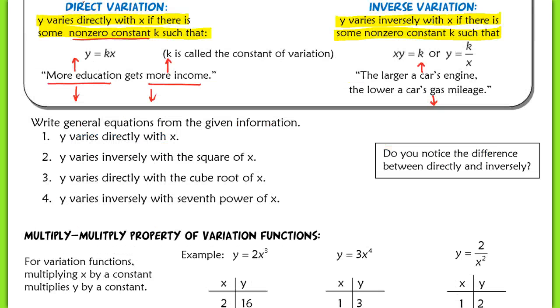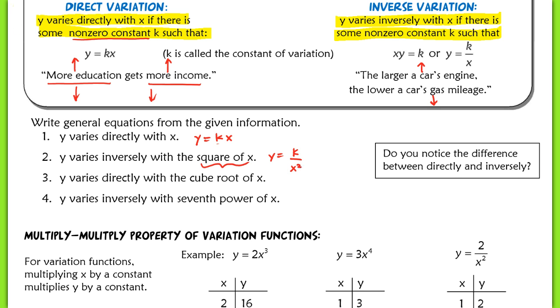Now that we have a basic understanding of the difference between a direct variation function and an inverse variation function, I'm going to go through these four examples where we're provided some information and we're going to model it with an equation. In this first example, it says y varies directly with x. We know that's going to be y equals k times x, where k is just some constant. That's a direct variation function. The second example says y varies inversely with the square of x. It's important that it varies inversely not just with x, but with the square of x. So we take k and divide it by x squared, not just x.